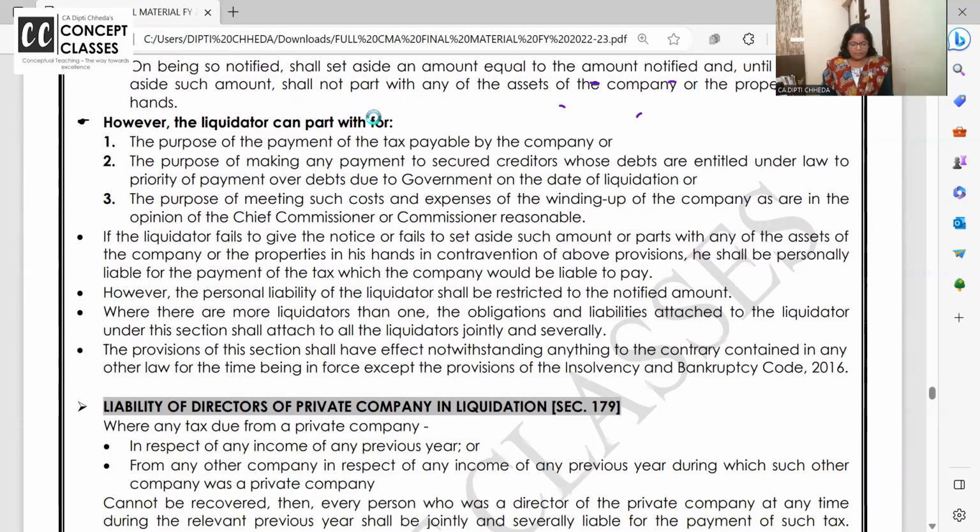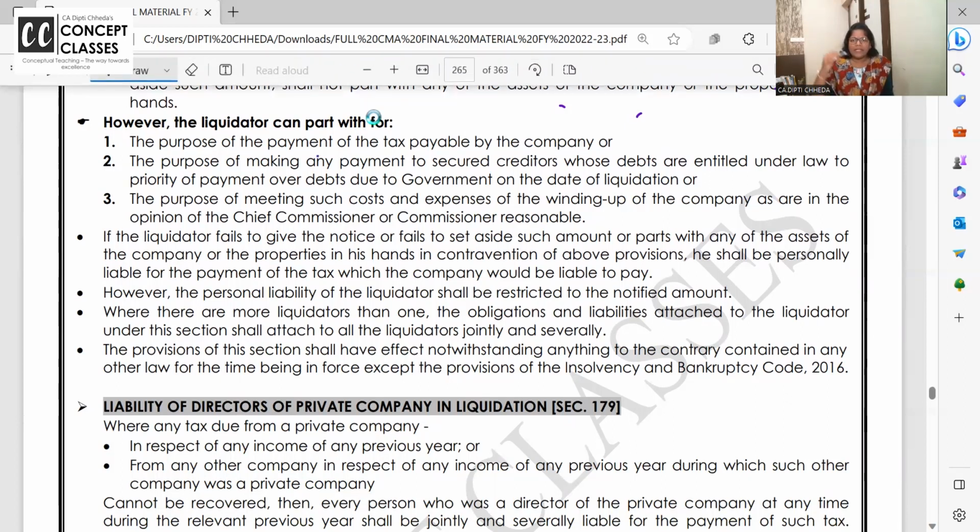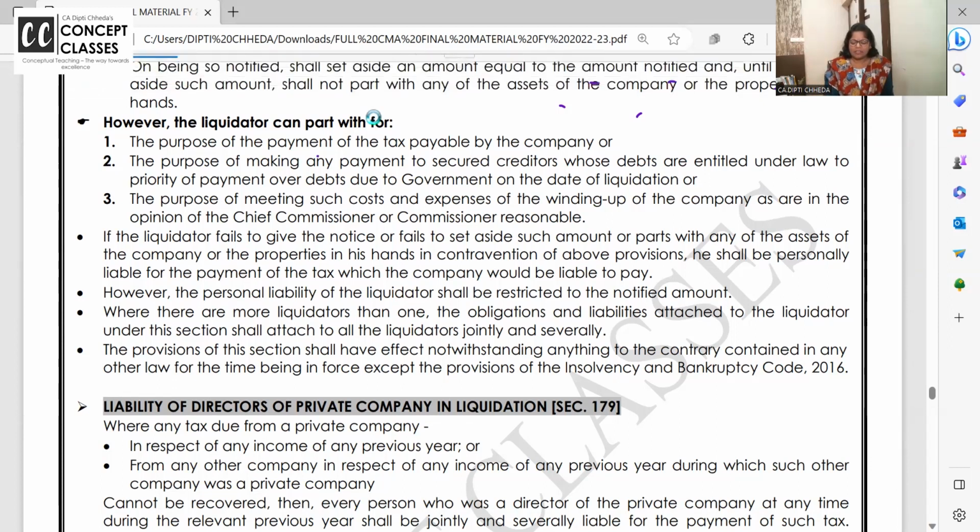Right. And he is liable to pay only till the estate of the asset. अगर estate of asset 10 रुपए है तो you can't say to the liquidator 12 रुपए pay करो, वो अपने पॉकेट से कभी भी नहीं देगा.